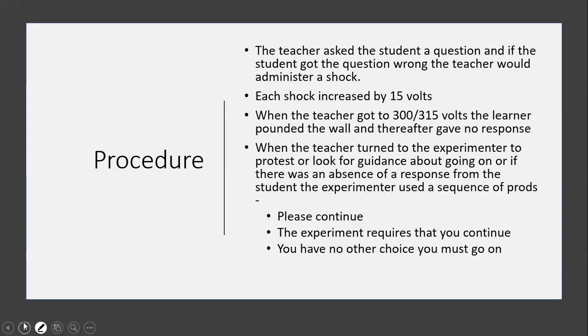When the teacher turned to the experimenter to protest or look for guidance about going on, or if there was an absence of a response from the student, the experimenter used a sequence of prods. Things like, please continue. The experiment requires you to continue. You have no other choice, you must go on. So the experimenter gave these prompts. Now, these prompts came from the experimenter. Remember, the experimenter looked legitimate with regards to it.